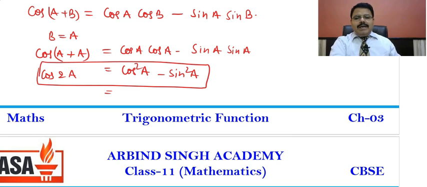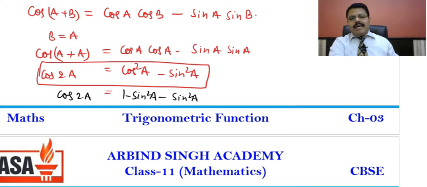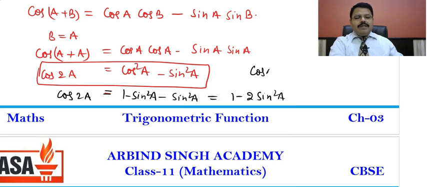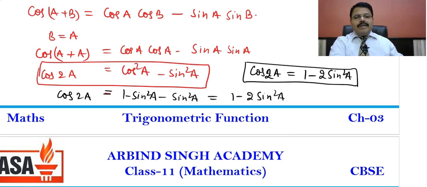This is one. One can write this cos square a as 1 minus sin square a, and this is also sin square a, so cos 2a can come up like 1 minus sin square a minus sin square a, 1 minus 2 sin square a. So you may write another form of cos 2a, let me write here, cos 2a is 1 minus 2 sin square a. This is another form of cos 2a.